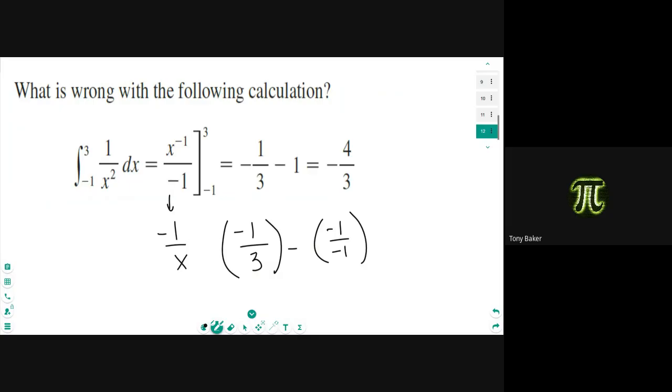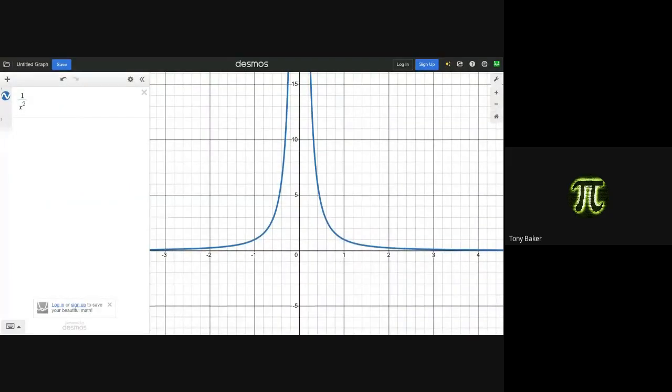-4 everything outside of that. The -1 to 3. No, but you're kind of hitting on something that's kind of important. But yeah, the answer doesn't have anything to do with the original interval. That's the graph of 1/x².